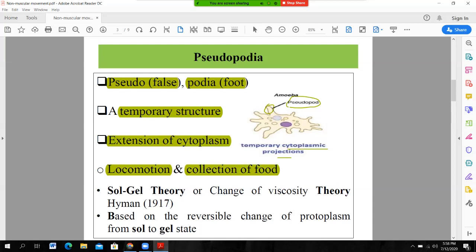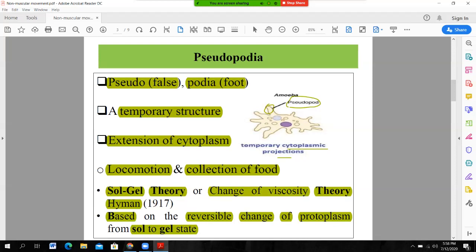The locomotion or movement by means of pseudopodia is explained by a theory known as the Sol-Gel theory, also called the change of viscosity theory. This theory was proposed by Hyman in 1917. The theory is based on the reversible change of the protoplasm from sol to gel state. So here the conversion between the two states takes place.